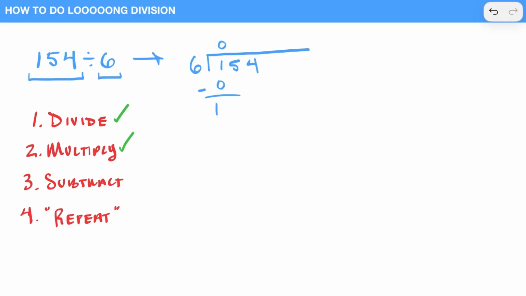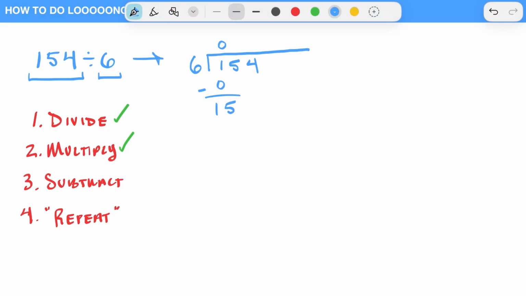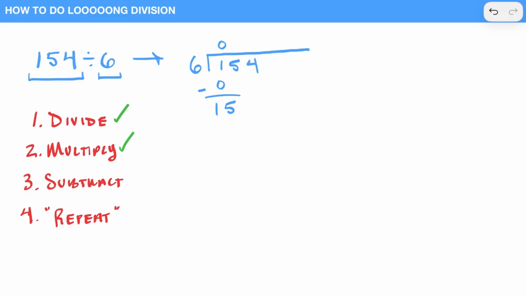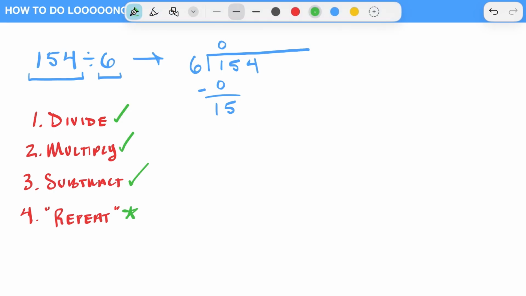What I mean by bring it on down is we're going to take the next number over, in this case 5, bring it down and write it at the end of what we already have. So I'm going to write 5 down here, and this now is where we repeat. We've divided, we've multiplied, we've now subtracted, and now we're going to repeat the same process, okay?